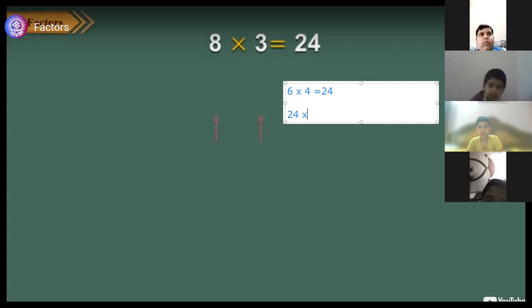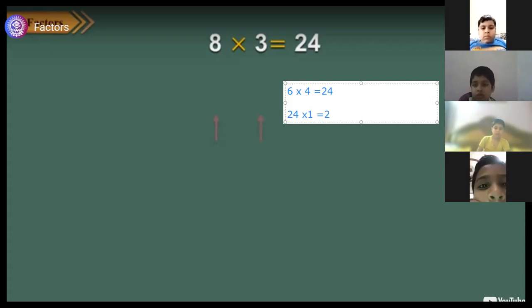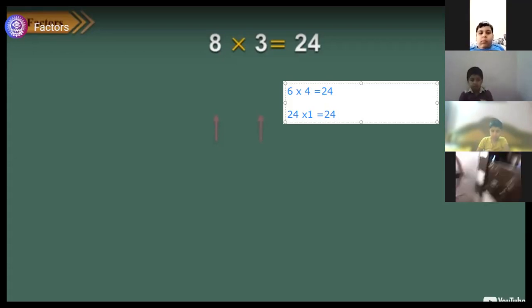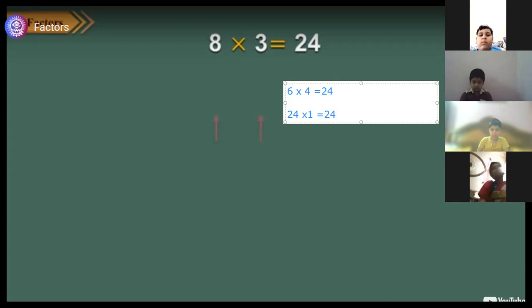So here, another example can be 24 multiplied by 1 is equal to 24. Very good. Any other combination? Okay, let's have a look, and we are going to start from 1. 1 से start करते हैं. ठीक है? Suppose we have taken 1. 1 24s are 24. That we have just taken.